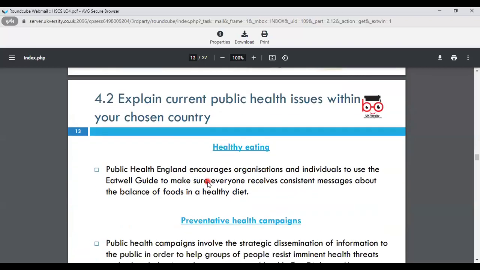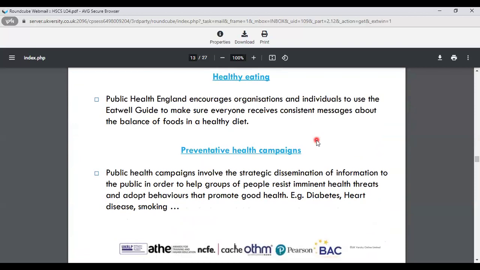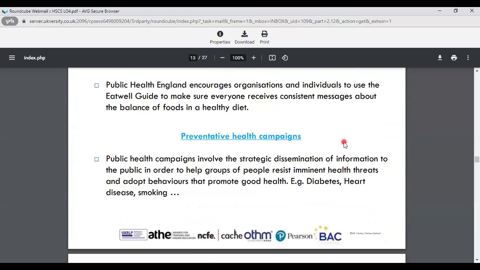So, and then we talk about healthy eating. Public Health England encourages organizations and individuals to use the Eat Well Guide. It's a guide there to make sure everyone receives consistent messages about the balance of foods in a healthy diet. And there are preventive health campaigns. So, public health campaigns involve the dissemination of information to the public to help groups of people resist imminent health threats and adopt behaviors that promote good health.